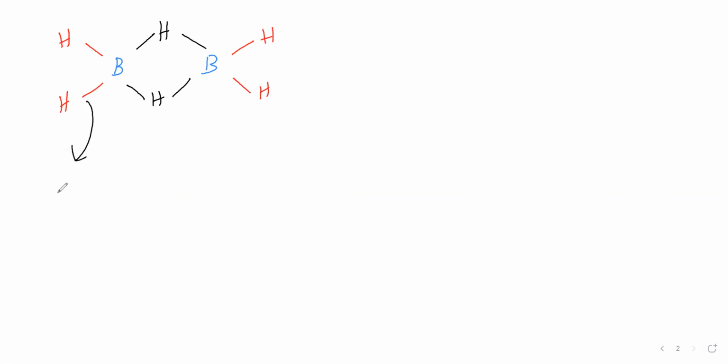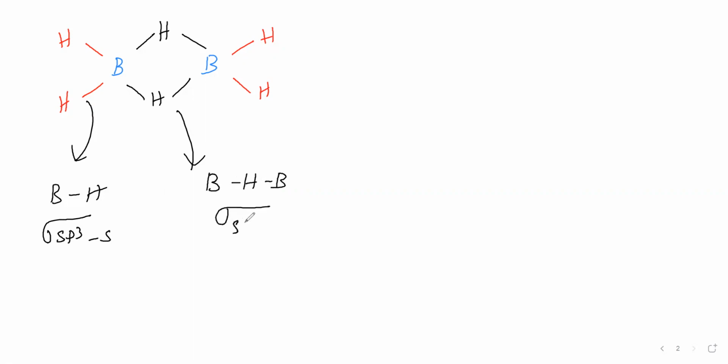So this bond is a BH bond, formed by boron providing an sp3 orbital and hydrogen providing an s orbital. This is a sigma bond. This bond is a BHB bond. It is a sigma bond. Boron is providing the vacant sp3 orbital, hydrogen is providing the s orbital, and this boron is providing the half-filled sp3 orbital. This is called a banana bond or tau bond. Banana bond or tau bond, we can say. Sorry. What is the geometry of this molecule?